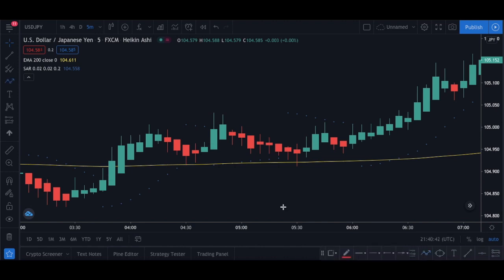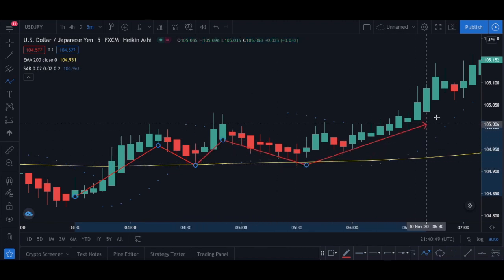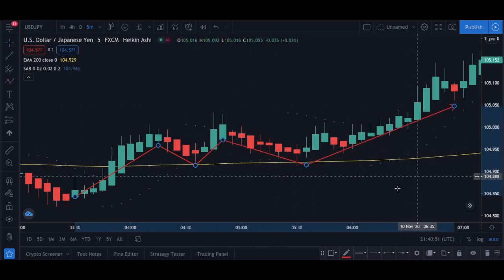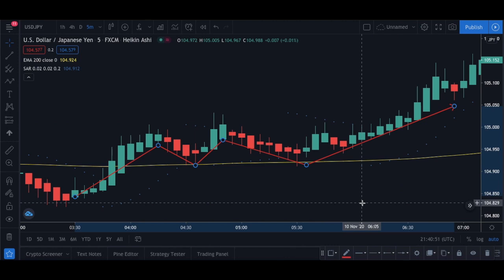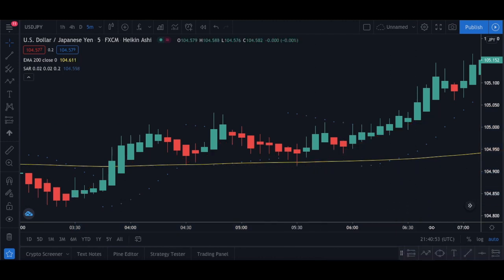Let's start with a long setup. Remember, as I told you in the beginning, we will go long only if the price is above the 200 EMA. It is the first thing to check before opening a trade. To go long, we will wait for a price pivot. You might ask yourself, what is a pivot? Pivot is the change in the direction of the price. So to go long, we will look for pullbacks in the price.